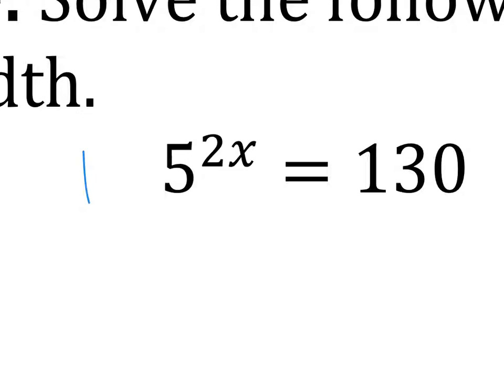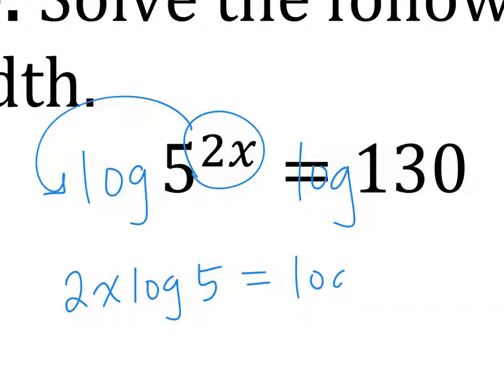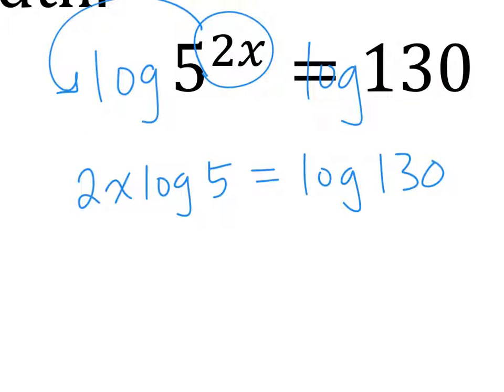Log on both sides. Okay, so then I'm going to move this 2x down. 2x log 5 equals log 130. Now what? I need to get rid of everything that is not x next to x.